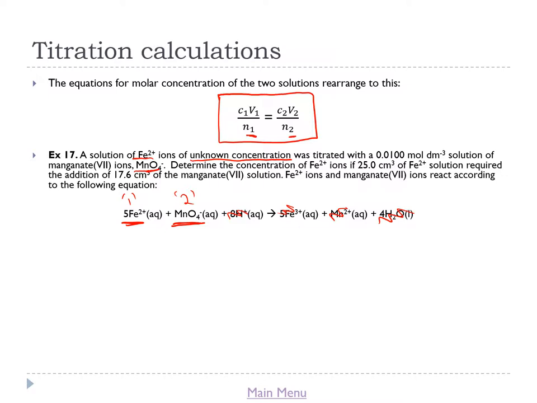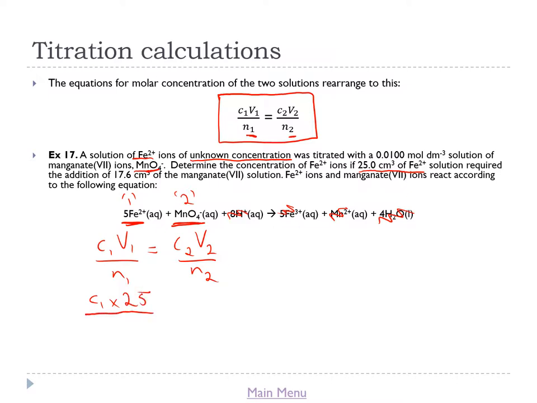So let's see how this equation works. So we say C1 V1 over N1 equals C2 V2 over N2. So C1 V1 over N1 equals C2 V2 over N2. Now, C1 is the concentration of Fe2+. Now we don't know it, so we're just going to leave it at C1. So we're going to say C1 times V1. Now the volume of Fe2+ ions we're talking about, it says determine the concentration of Fe2+ ions if 25 centimeters cubed of Fe2+. So that is 25.